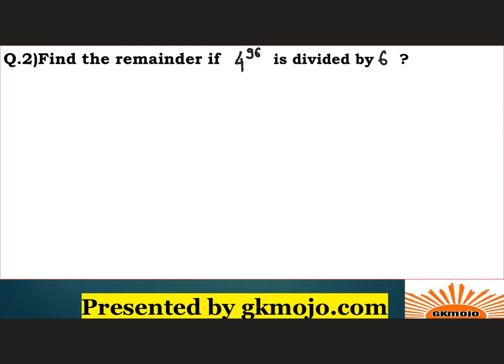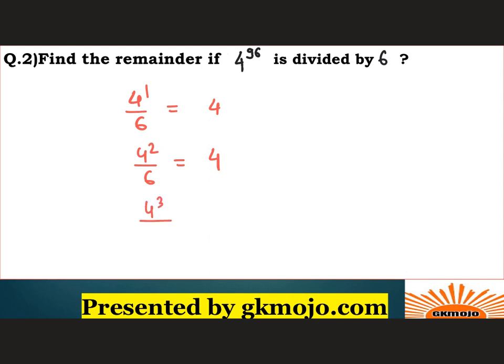So 4 power 1, if we divide it by 6, what will you get as remainder? You will get remainder 4. 4 power 2, if we divide it by 6, what will you get as remainder? You will again get a remainder 4. So 16 by 6, 6 2s are 12, 4 is remaining.